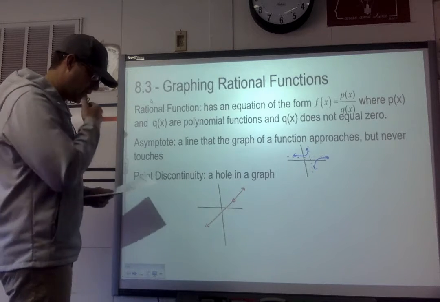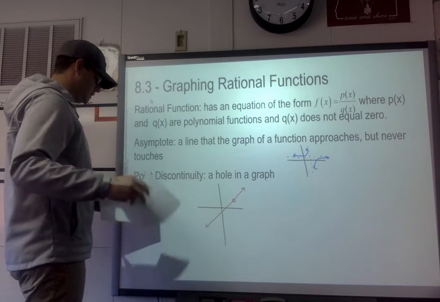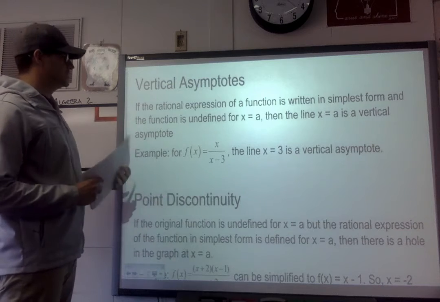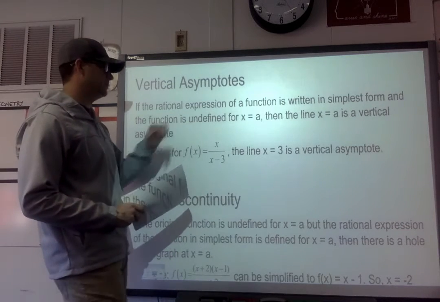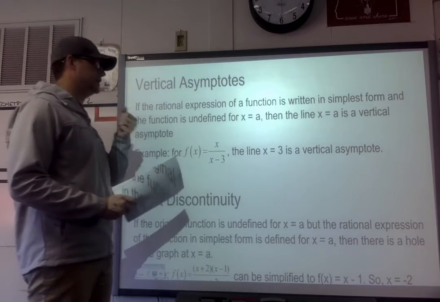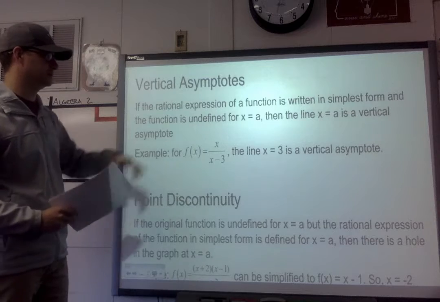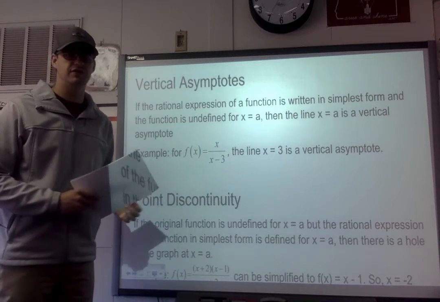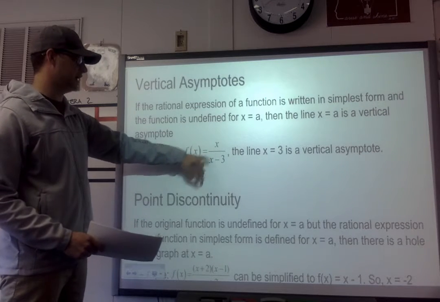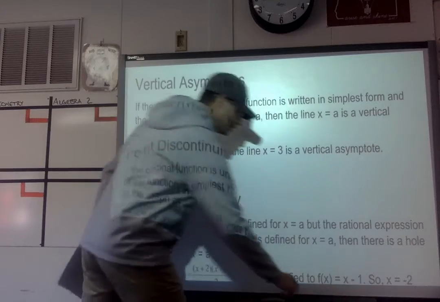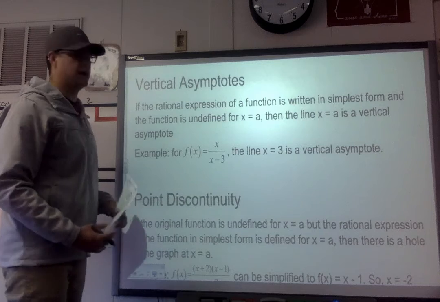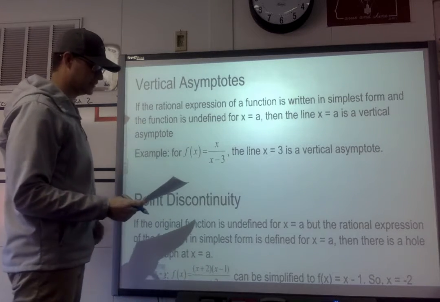So the first thing we're going to do here is learn about vertical asymptotes. If the rational expression of a function is written in simplest form and the function is undefined for x equals a, then the line x equals a is a vertical asymptote. So simplest form, that means everything is factored as much as possible. So for this one, we have f of x equals x over x minus 3. That's its simplest form. Everything is factored. Nothing can be canceled there.